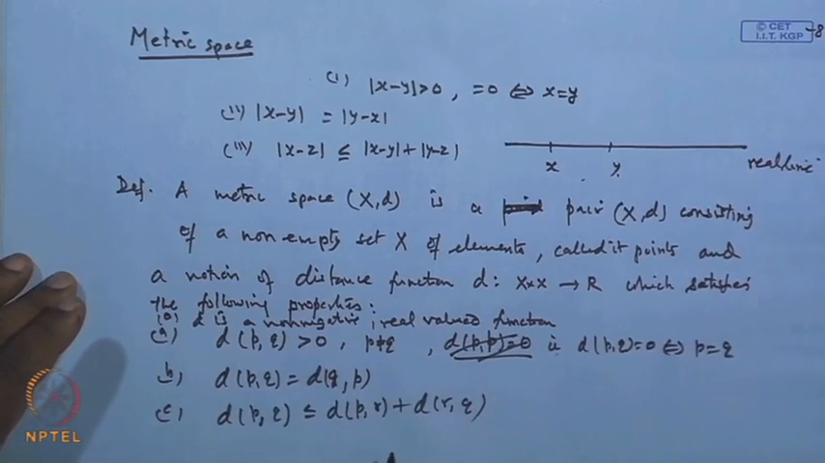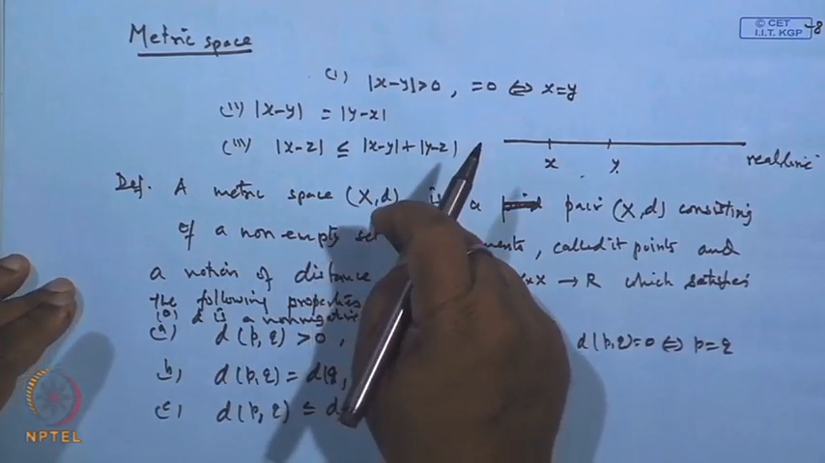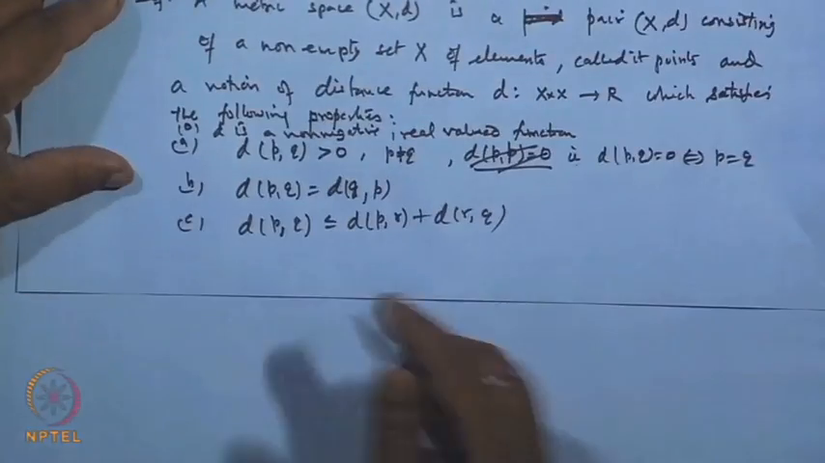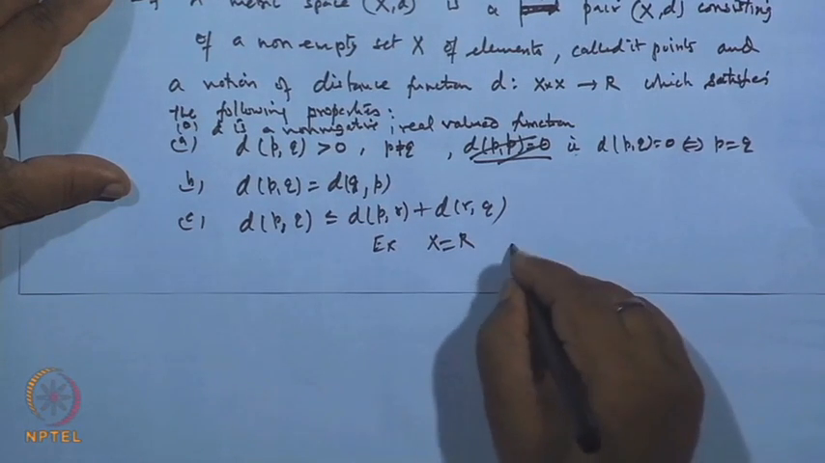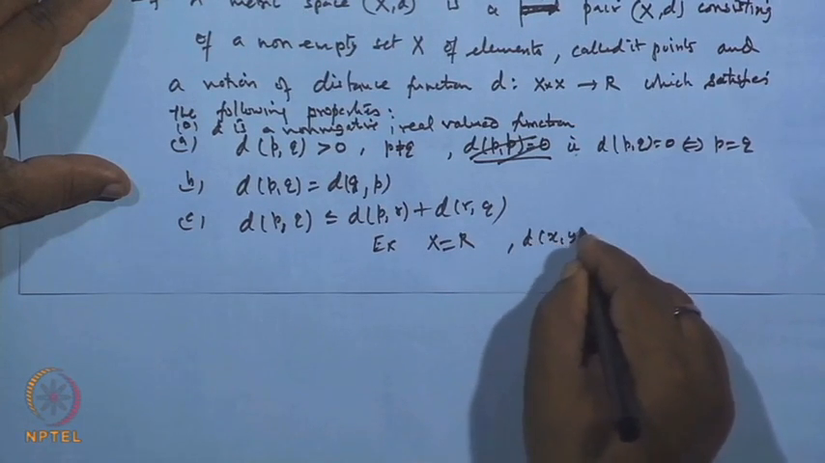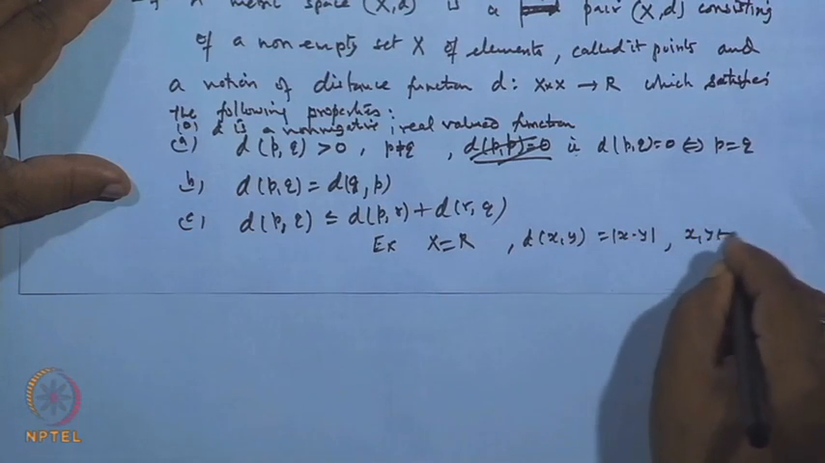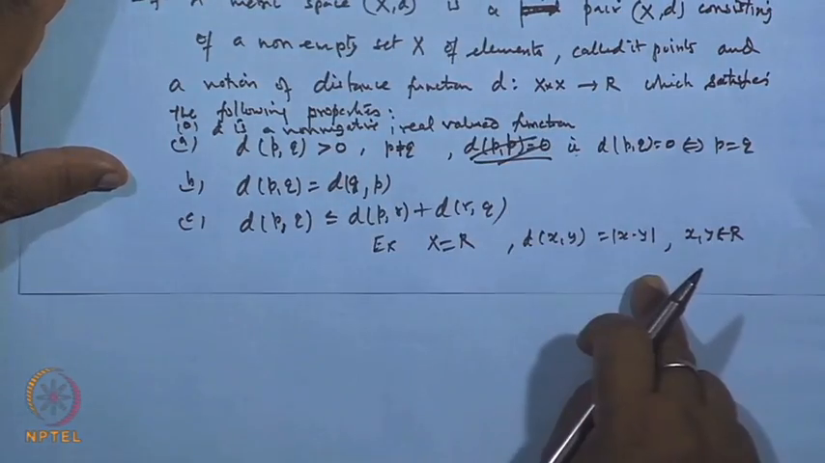So, if these properties are satisfied, then we say this set X together with the notion of the distance forms a metric space. One example is X equal to R, the set of the real line, and d of x, y is defined as mod x minus y, where x and y are real. Then, as we have seen earlier, it satisfies all the properties.